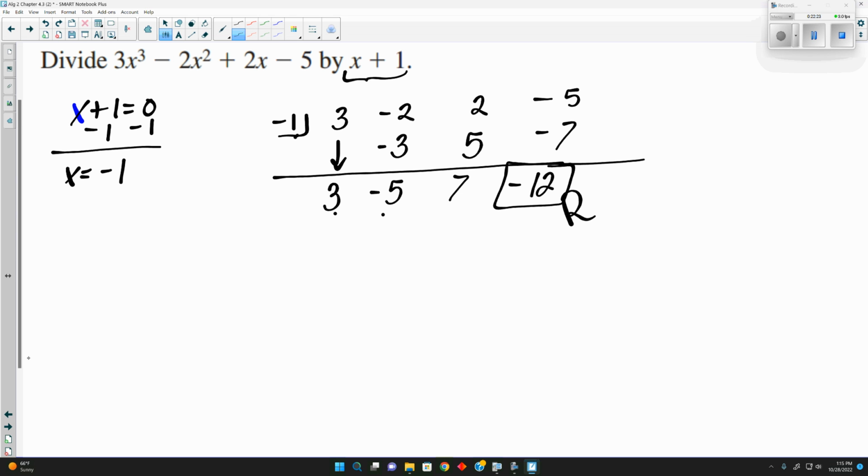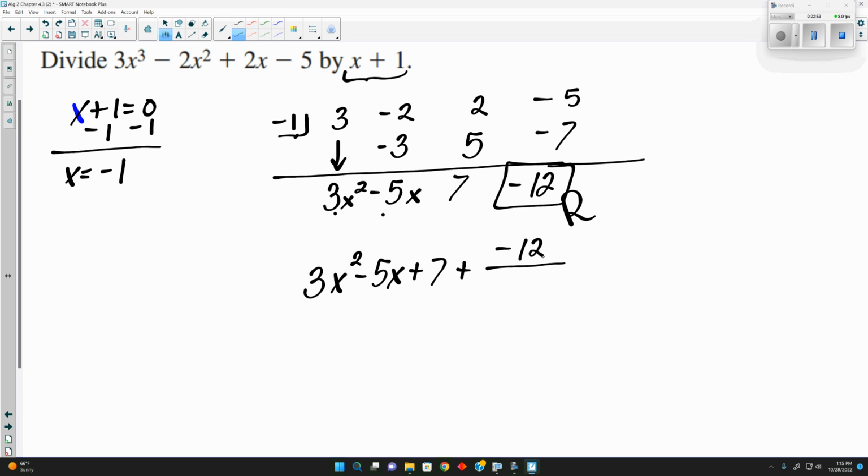Since 7 is the first number before the remainder, it's just going to stay 7. The number before that has x, and the number before that has x squared. So we have 3x squared minus 5x plus 7 plus. Now, since we do have a remainder other than 0, we do have to add it back in. So we put what the remainder's value is on top, so -12.